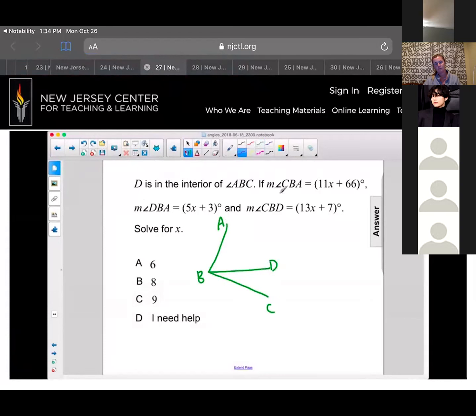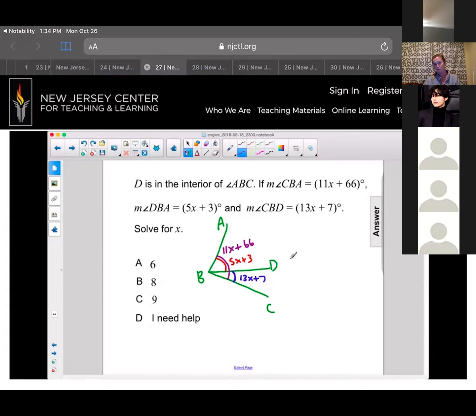If the measurement of angle CBA, so CBA is the whole thing, equals 11x plus 66 degrees, the measurement of angle DBA, so this portion here, equals 5x plus 3, and the measurement of angle CBD, this here, that is 13x plus 7 degrees. So let's solve for x.